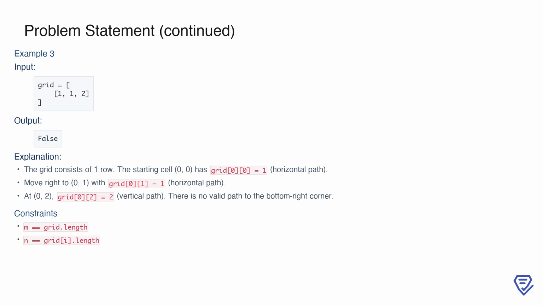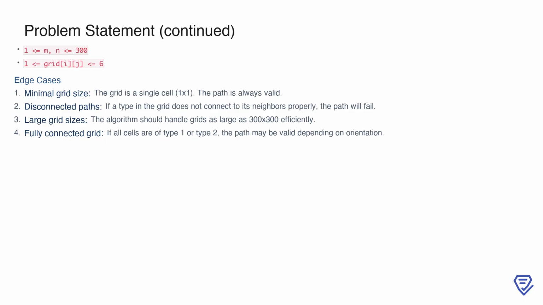These examples highlight the importance of understanding the grid structure and how the types of cells influence movement. There are a few constraints and edge cases to keep in mind when solving this problem. First, the grid size can range from as small as 1 by 1 to as large as 300 by 300, so the algorithm must be efficient to handle larger grids. Additionally, the value of each cell, which determines its type, will always be between 1 and 6.